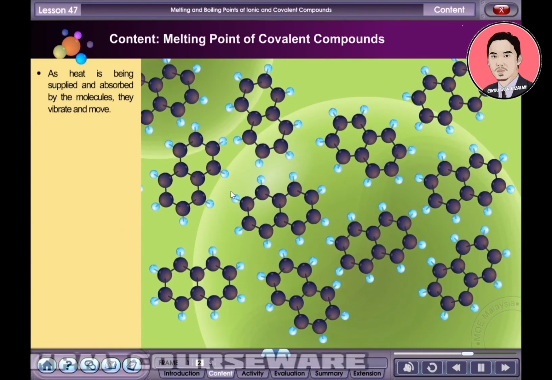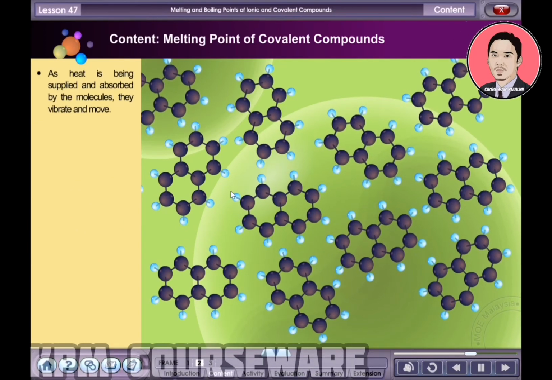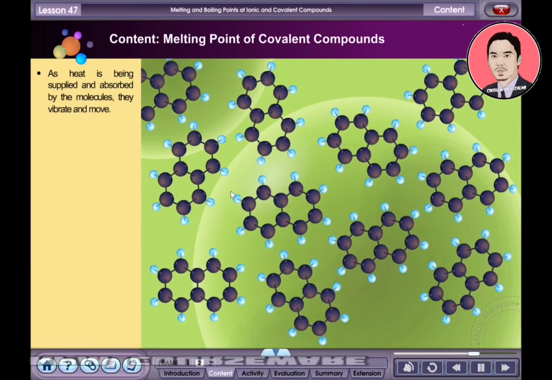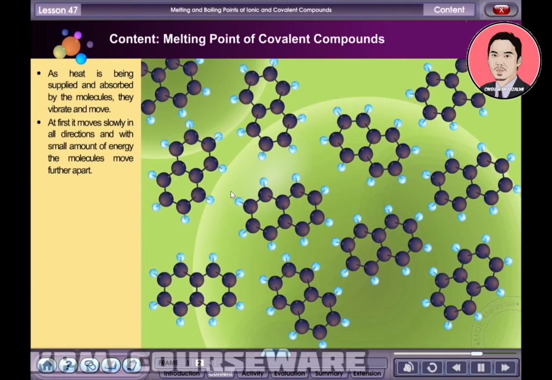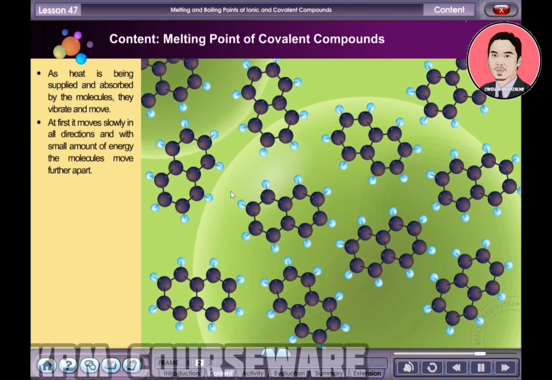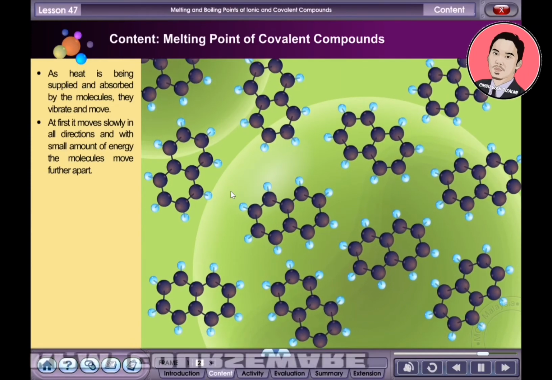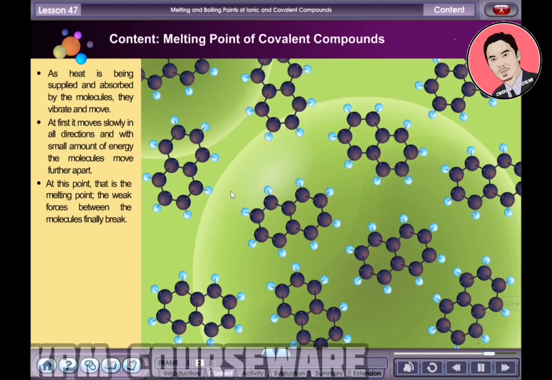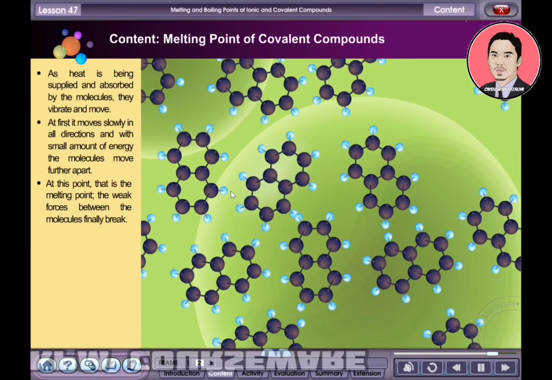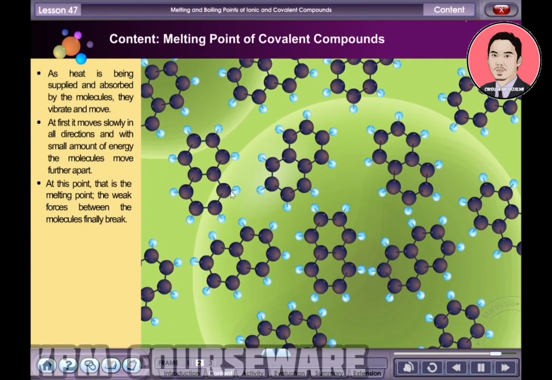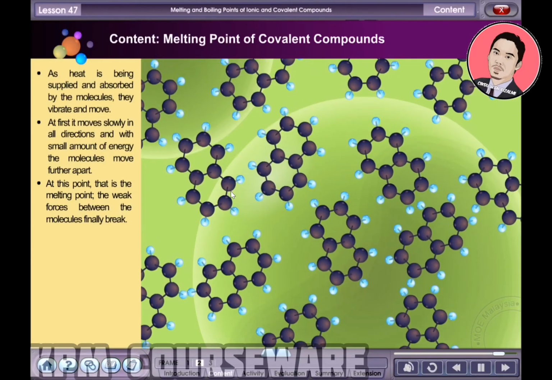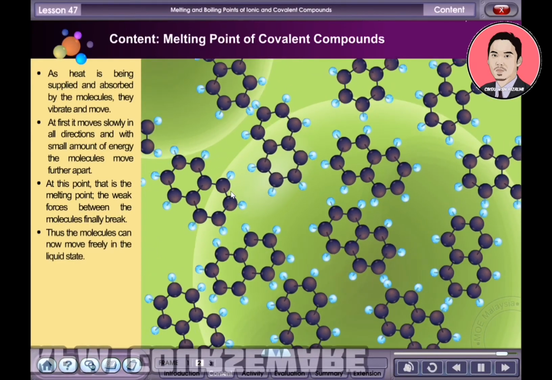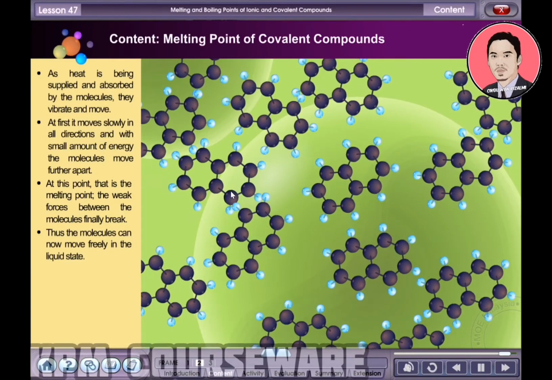As heat is being supplied and absorbed by the molecules, they vibrate and move. At first, they move slowly in all directions, and with a small amount of energy, the molecules move further apart. At this point, that is the melting point, the weak forces between the molecules finally break. Thus, the molecules can now move freely in the liquid state.